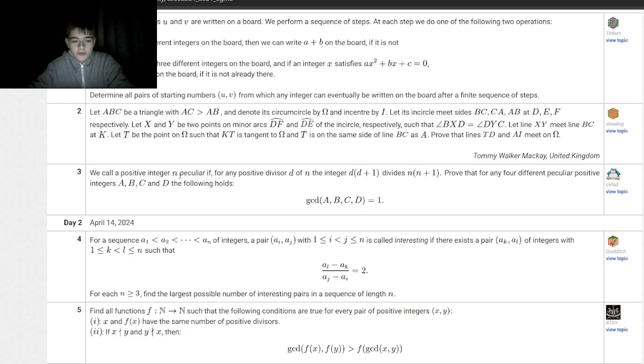So we call n good if for any divisor d of n we know that d times d plus 1 divides n times n plus 1, and we have to prove that for every 4 distinct integers which are good, their greatest common divisor is 1.